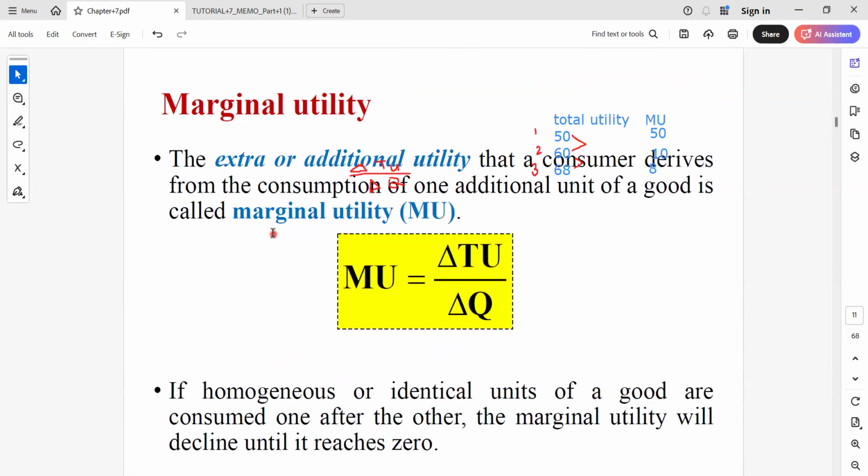So here you have your marginal utility. They're saying the same thing here about your marginal utility. Okay, let me just move these.